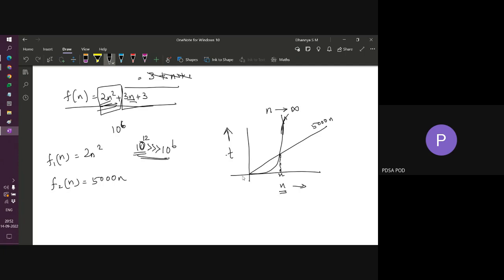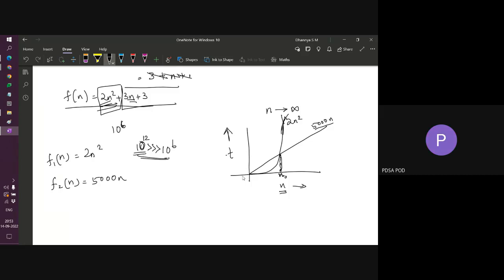Now, at this value, say n0, it is very clear that 2n squared takes much more time than what is taken by 5000 n, but only after n0. Before n0, the 2n squared algorithm is better, that's correct. But what are we looking at? We are looking at the analysis where n tends to infinity. When I say n tends to infinity, please don't think that n becomes infinity. I'm saying very large values of n. That's what the study of asymptotic complexity is about.